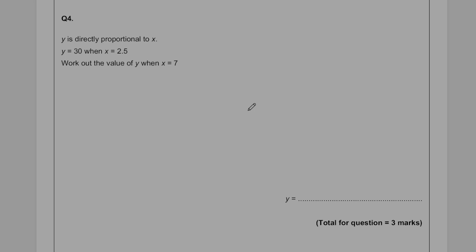Question 4. Y is directly proportional to x. When y is 20, x is equal to 2.5. Work out the value of y when x is equal to 7. Right, so I'm going to look and see whether I can do this with the ratio method. So we've got 20 and 2.5. If it's directly proportional, it means if I double both of these, and then divide both of them by 5, that would be 12 to 1. So if I want to get to 7 here, I'm going to be timesing by 7. So I want to do 12 times 7, which would give me 84.